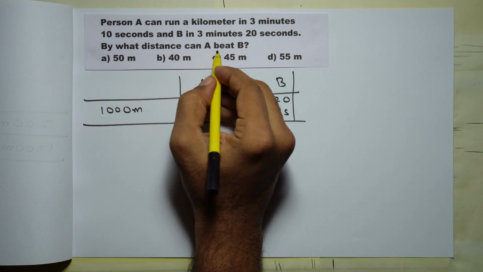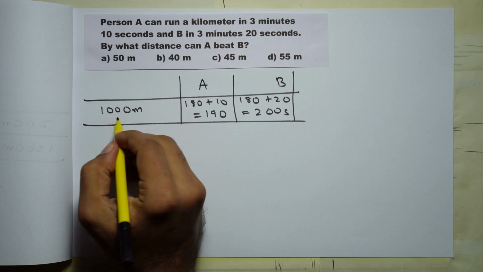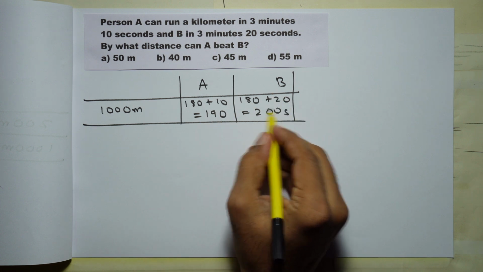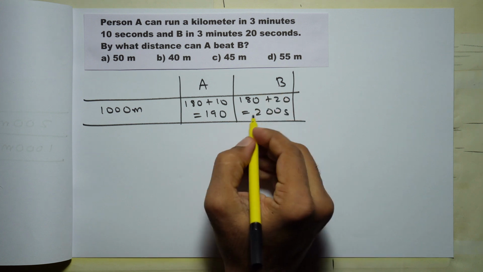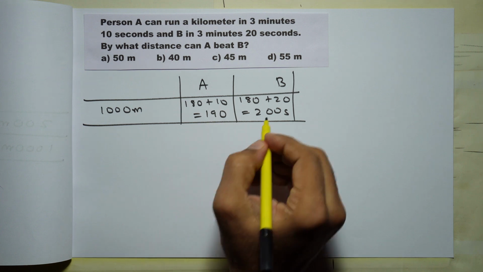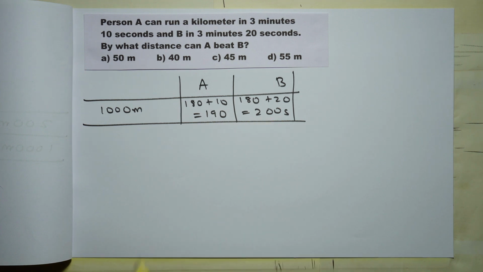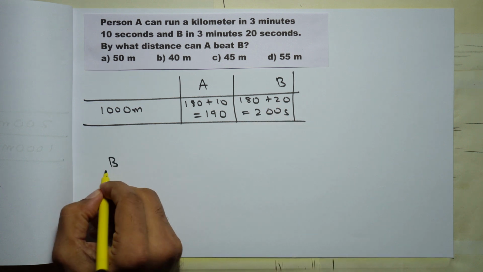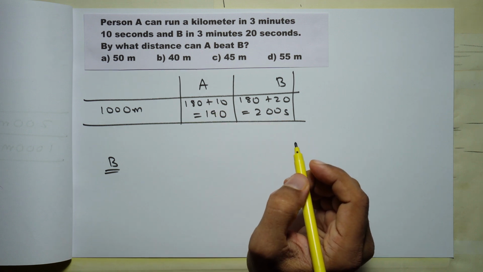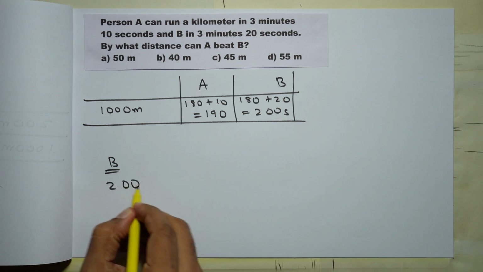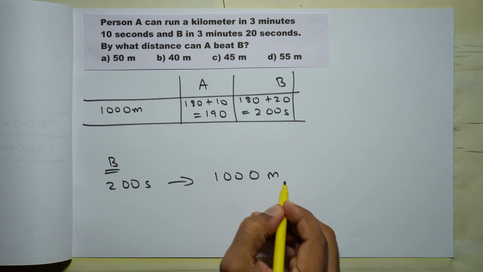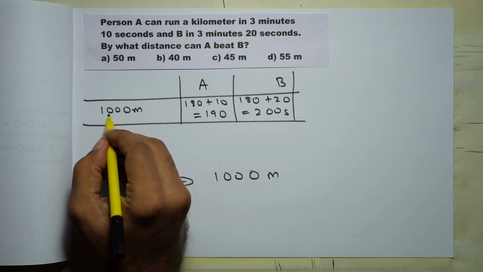By what distance can A beat B? That is for the 1 kilometer. Now A can complete the whole race in 190 seconds. B requires 200 seconds. So you can see that B requires an extra 10 seconds. So after A has completed his full race, B requires another 10 more seconds. So first we'll find out the distance traveled by B in 10 seconds. If you look at B, in 200 seconds, B will do 1 kilometer or 1000 meters.